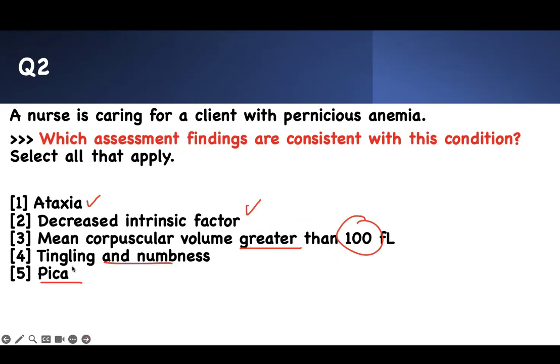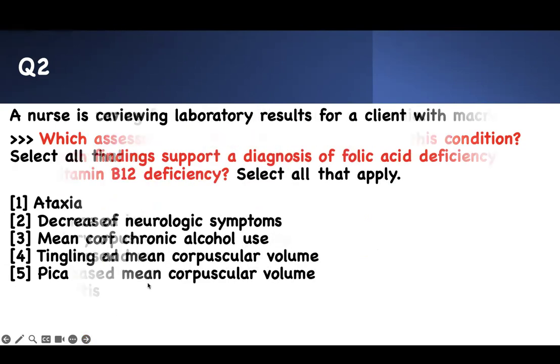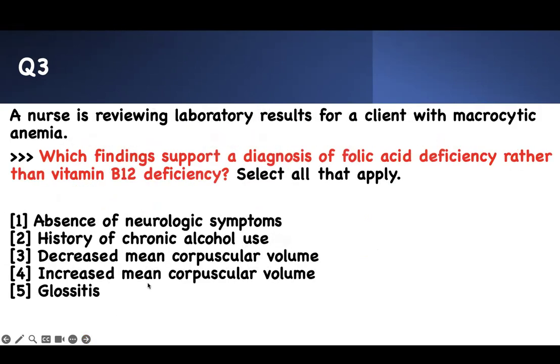But by now, you know pica is associated with iron. This is a neurological problem, that's B12. This is the intrinsic factor associated specifically with pernicious anemia. MCV is greater than 100, excellent. Tingling and numbness, neurological problem. So 1, 2, 3, 4 are your right answers. This is just to consolidate what you've learned. This is what the NCLEX will ask you. Select all that apply. I like them to make you comfortable. You don't have to select everything.